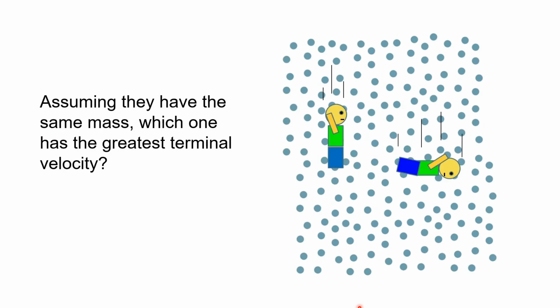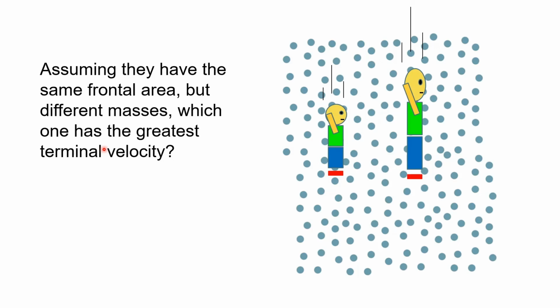Okay, so here's a little question. Assuming these two figures have the same mass, which one has the greatest terminal velocity? Well, let's look at their frontal areas. So this guy would have about that, and he would have about that. From the relationship we derived, frontal area is sort of an inverse relationship, so more frontal area means less terminal velocity. So in this case, the greatest would belong to this guy.